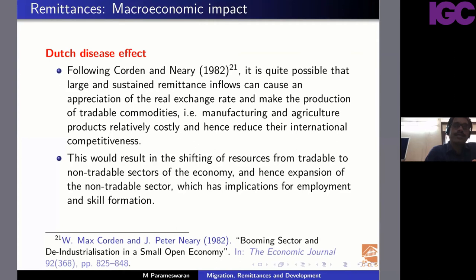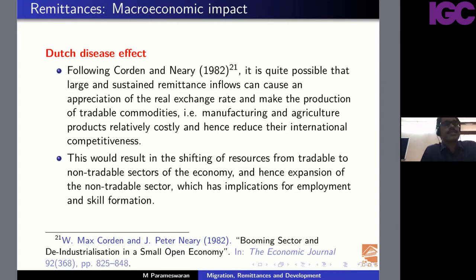And then another thing is the skill formation. In the manufacturing sector, learning by doing will happen. That is, your skill will improve when you work in that area. But if you don't have an opportunity to do that, learning by doing will not happen, and therefore technological progress will not happen. So that will also, in the long run, reduce the competitiveness of the manufacturing sector. This is the Dutch disease effect.